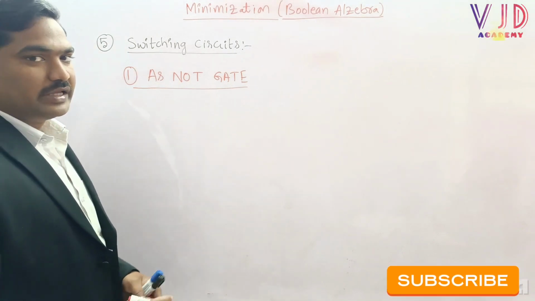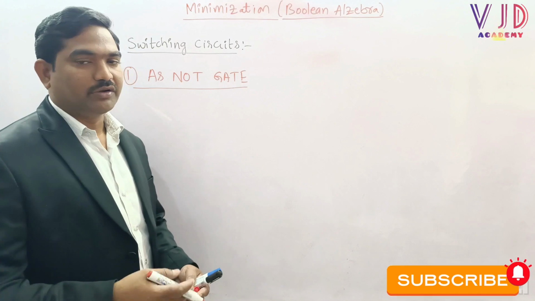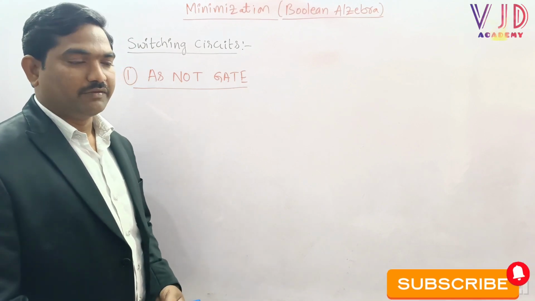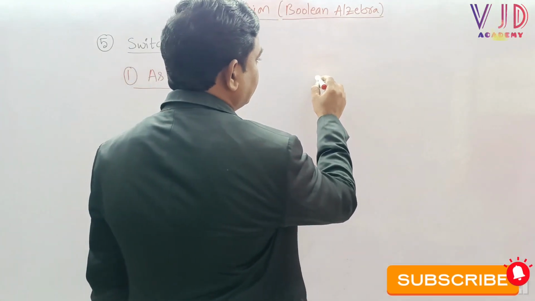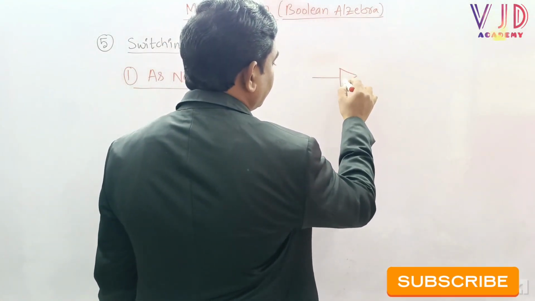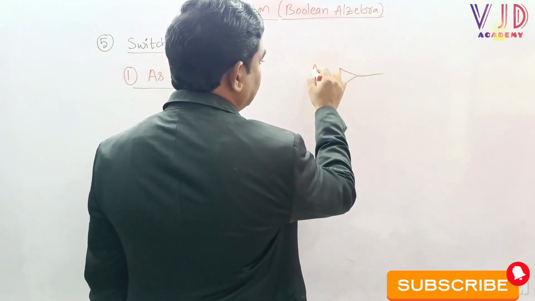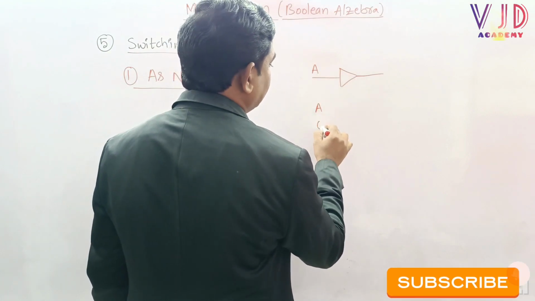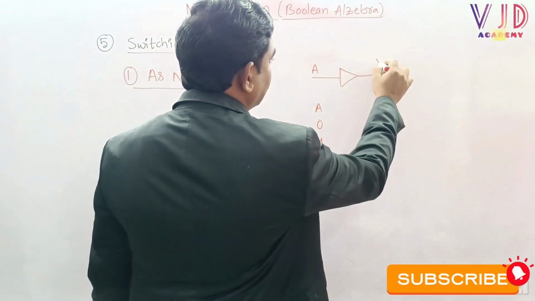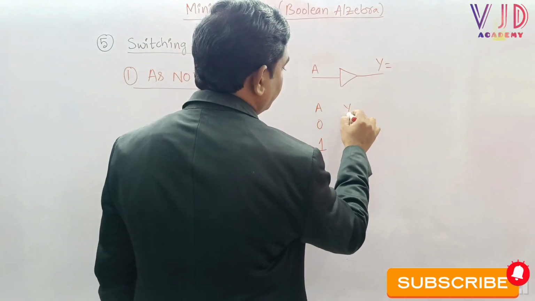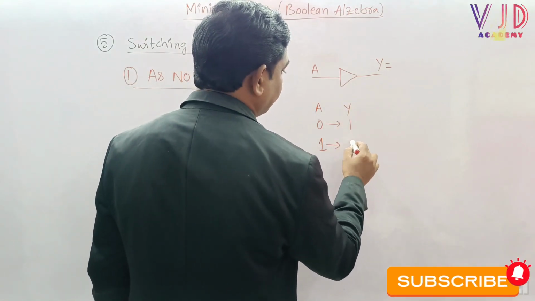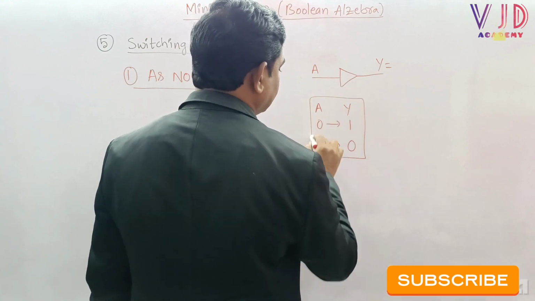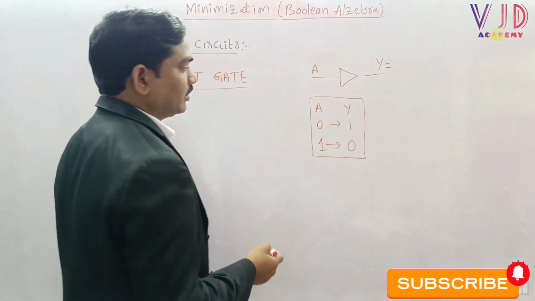We know the NOT gate means it is a complement gate. We know the truth table of the NOT gate. When we apply A equal to 0 and then 1, we get the output: when we apply 0 we will get 1, and when we apply 1 we will get 0 as output. This is the analysis of the NOT gate.